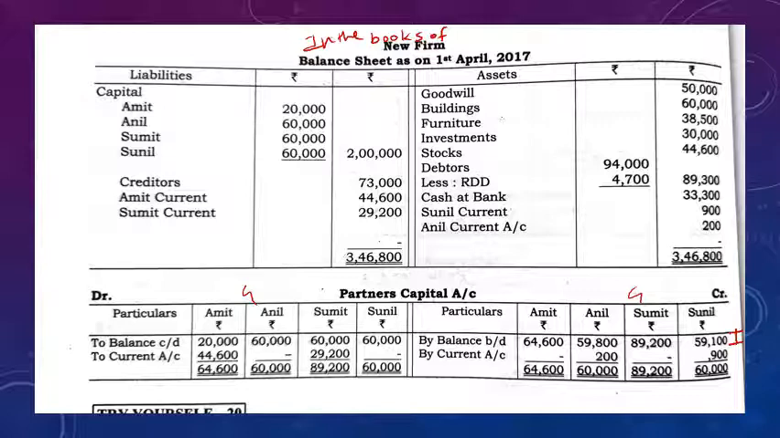For Amit we got 20,000. For Anil we got 60,000. For Sumit we got 60,000. For Sunil we got 60,000. So write this capital here.